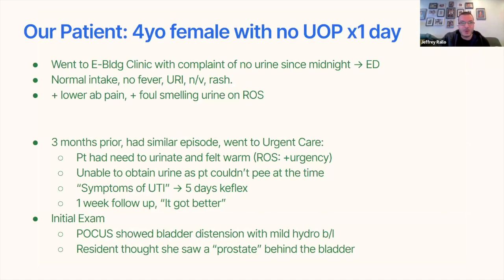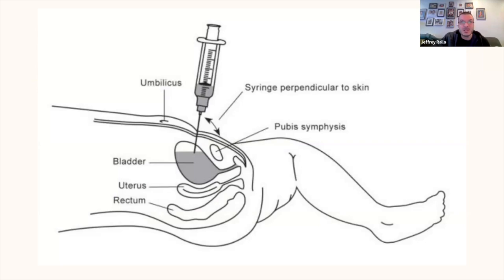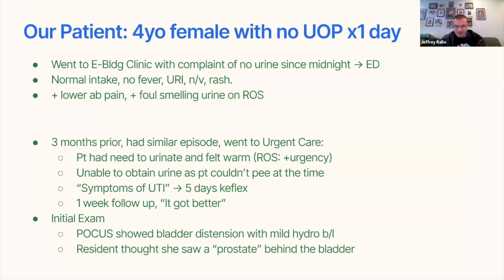So, back to our patient that started this case. There's a 4-year-old female, no urine output since midnight the day before. She did the right thing. Her parents brought her to the E building clinic: my baby hasn't peed since midnight. The doctor in the E building immediately told them to go to the ED. Did nothing.